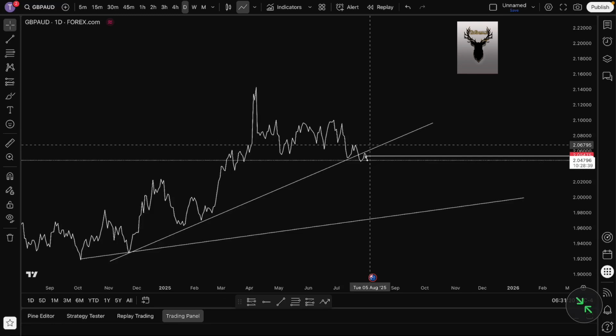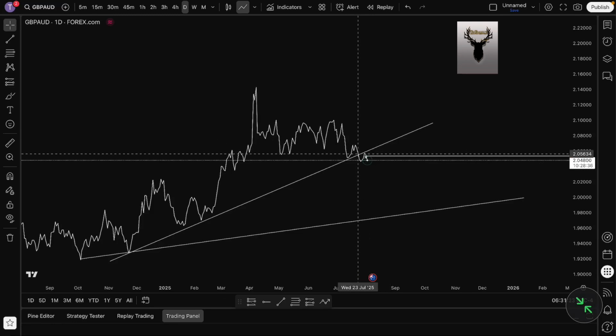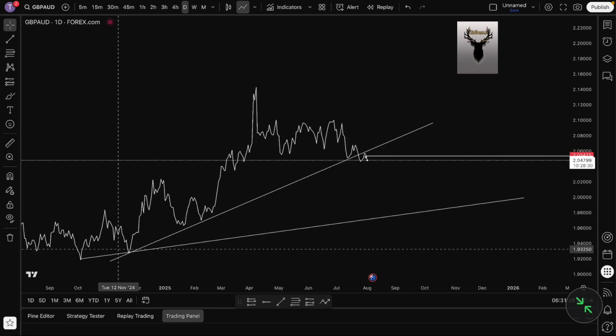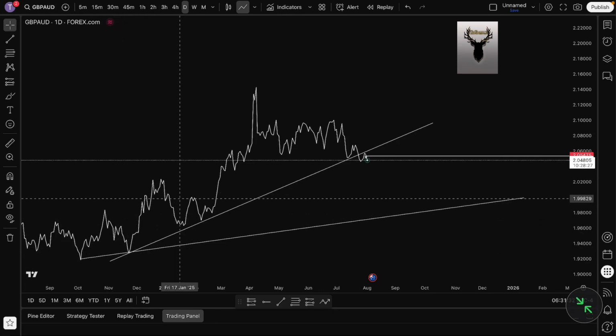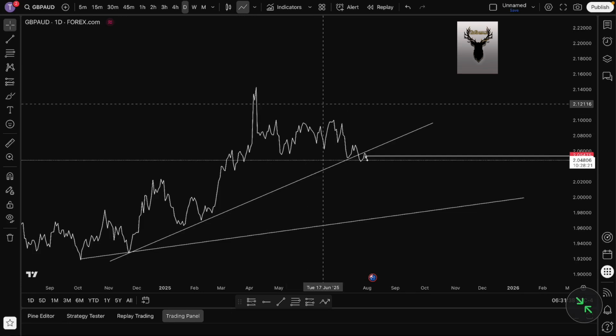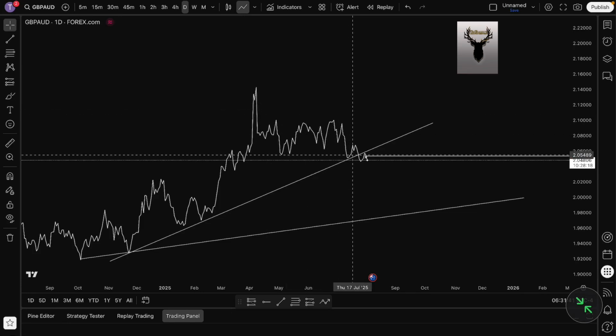So you see, when we broke the line, the line was serving as support before. You see the first touch, it bounced up, came back, served as support again, bounced back up. Now it is serving as support here, the line has weakened, and the sellers are taking control.